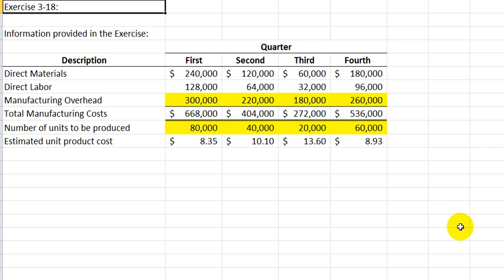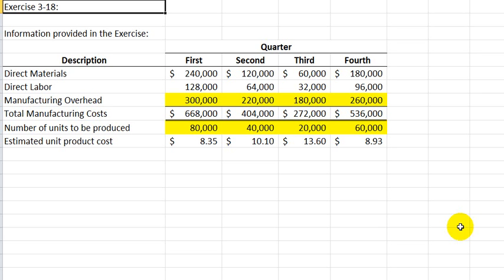Let's take a detailed look at exercise 3-18, which is on page 126 in your textbook. We have an example here of Kingsport Containers that's analyzing its costs, and it's not happy with the variation it sees in the unit costs from quarter to quarter. So it's asked us to find a more appropriate way of assigning manufacturing overhead costs to the units of the product. On the screen here you can see the information that they provided.